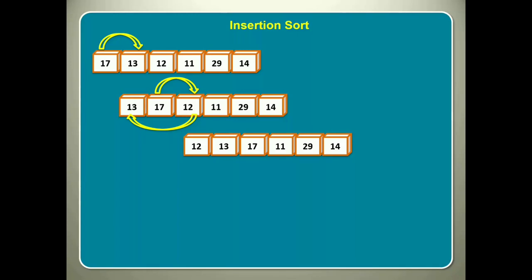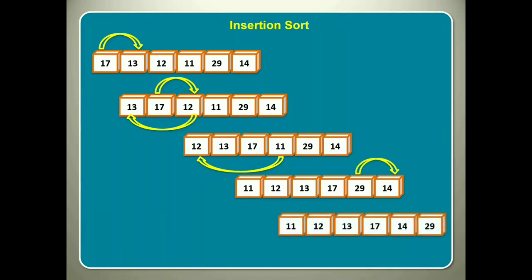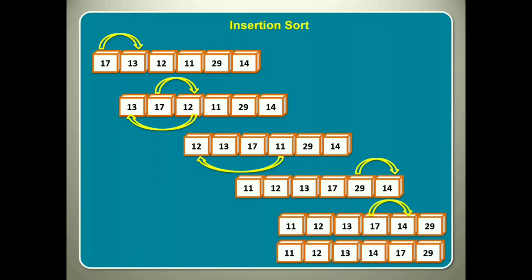Step 3. Next element, 11, is swapped with 17, then 13, then 12, then 11 is inserted in the appropriate position. 11, 12, 13, 17, 29, 14. Step 4. Next element, 29, is not swapped since it is in order. Step 5. 14 is inserted at the proper position after being swapped by 29 and then by 17. 11, 12, 13, 14, 17, 29.